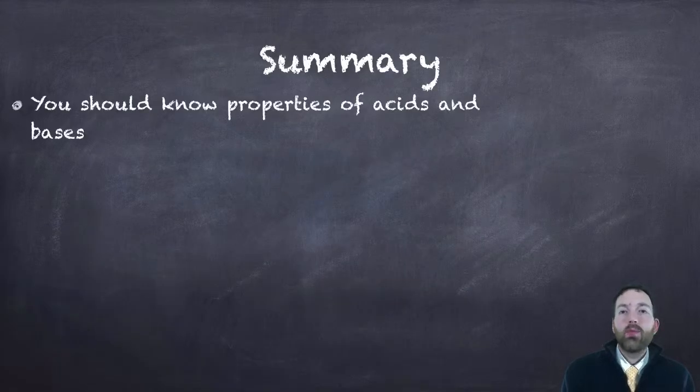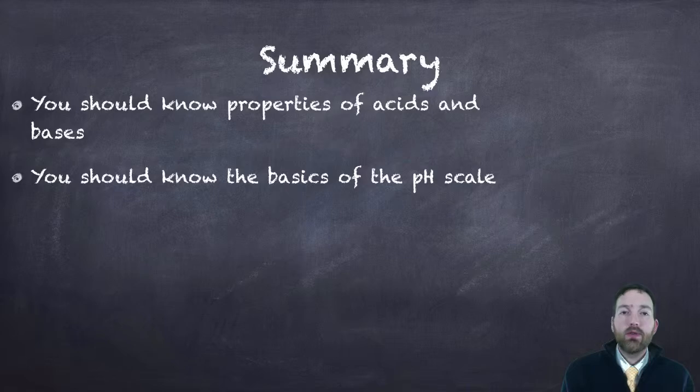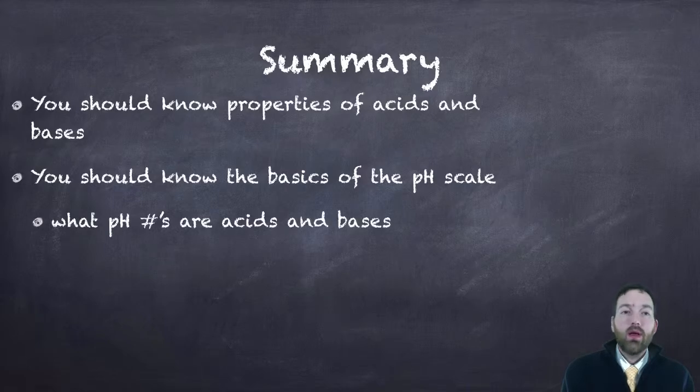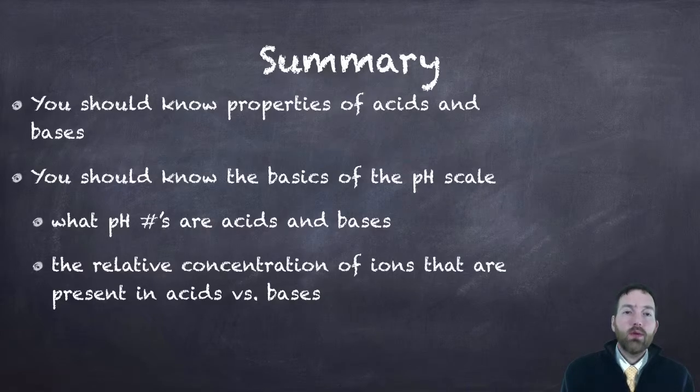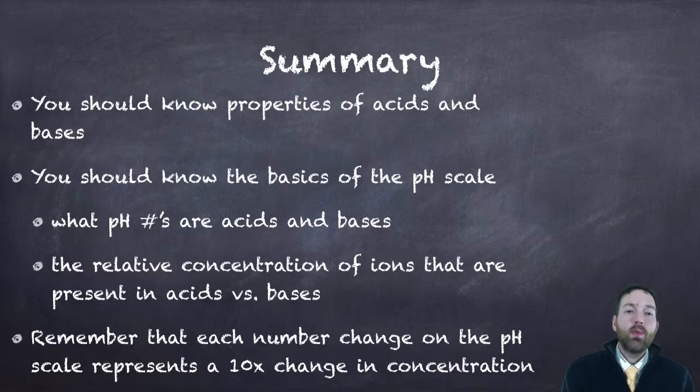In summary, you should know the properties of acids and bases. You should also know the basics of the pH scale, and which pH numbers are acids and which pH numbers are bases. Acids, of course, are low numbers on the pH scale, and bases are high numbers. You should also know the relative concentration of ions that are present in acids versus bases. Acids have high hydrogen ions and hydronium ions, and bases have high hydroxide ion concentrations. And remember that each number change on the pH scale represents a times 10 change in concentration. So that's the basics of the pH scale.